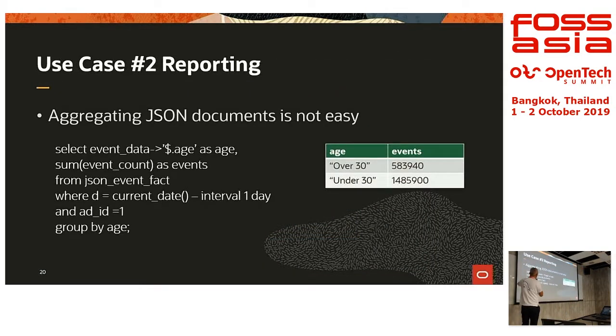The second use case, which I've explained, is that you could use MySQL with the JSON data type to do reporting. If you don't do this in SQL, you probably have to export your JSON documents into a CSV and then do your reporting. So there's an additional process that you have to do if you don't leverage relational. That's one way you could do reporting.